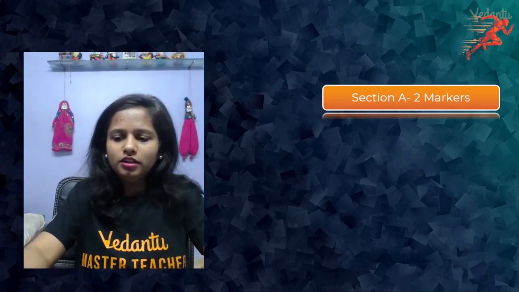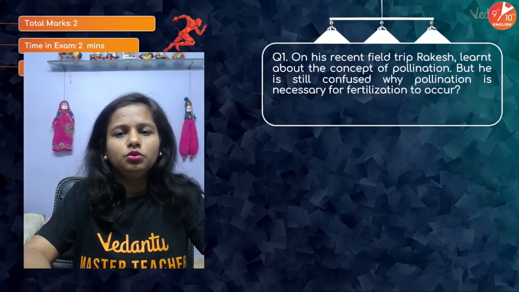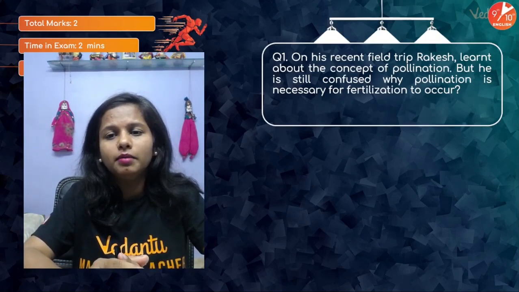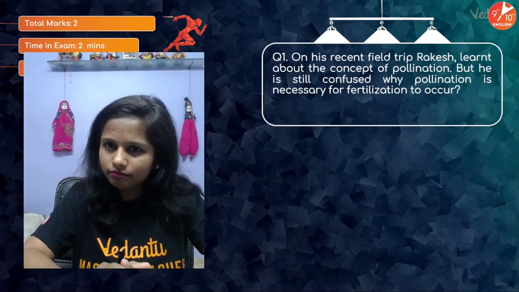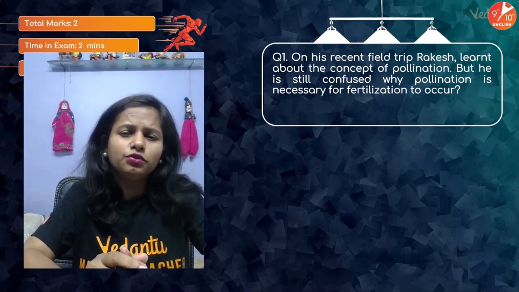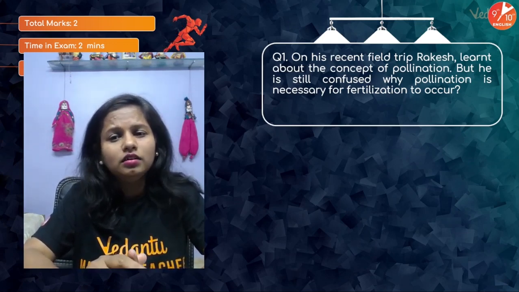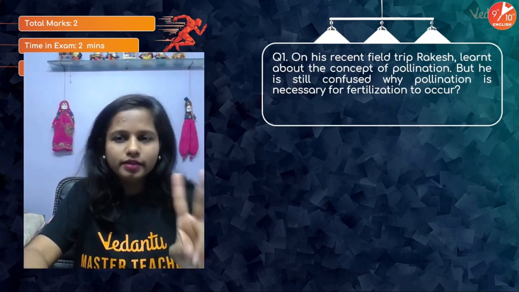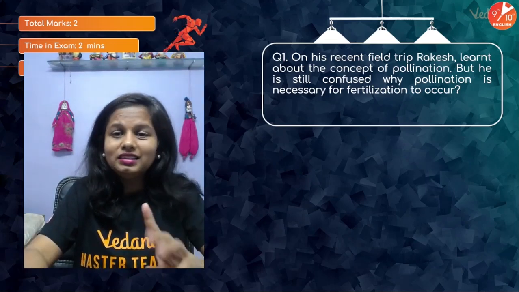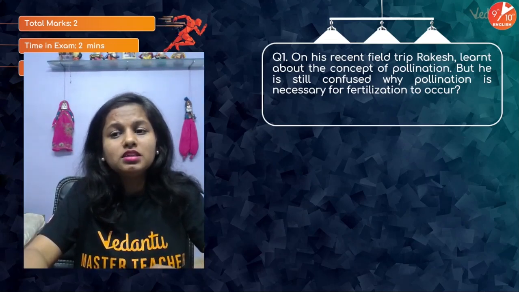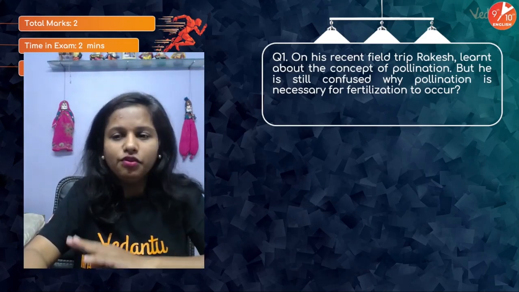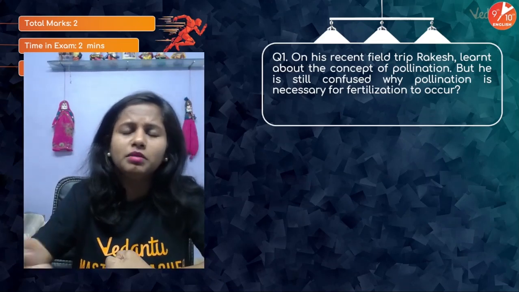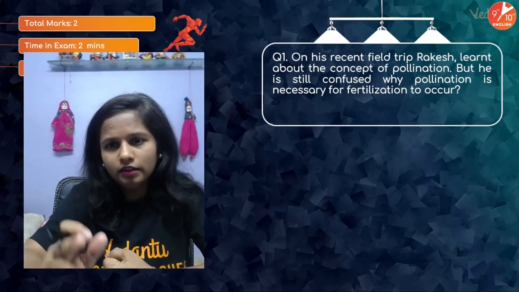Section A, which is a 2-marker. The question is: on his recent trip, Rakesh learned about the concept of pollination, but he is still confused why pollination is necessary for fertilization to occur. The question is for 2 marks, and the answer has to be very short and crisp. So define pollination. The transfer of pollen grains from anther to the stigma is known as pollination.